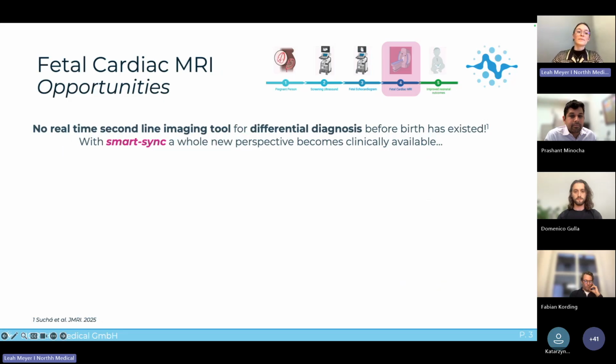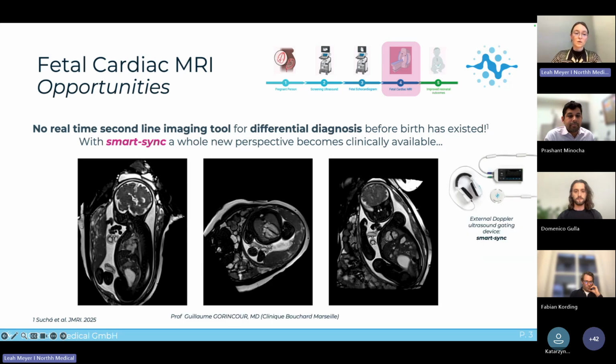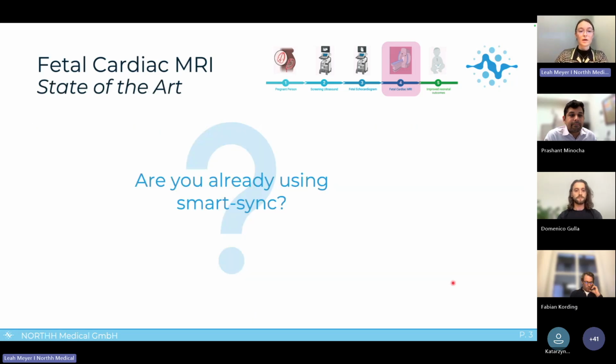So now, 5 years ago, there was no real-time second-line imaging tool for differential diagnosis before birth. And now with SmartSync, a whole new perspective becomes clinically available. So here on the right, you see the external Doppler ultrasound gating device, which is called SmartSync, which makes it possible to generate such images, which are here from Professor Gorincourt from Clinique Bouchard, Marseille. And this is a complement second-line imaging tool, SmartSync.